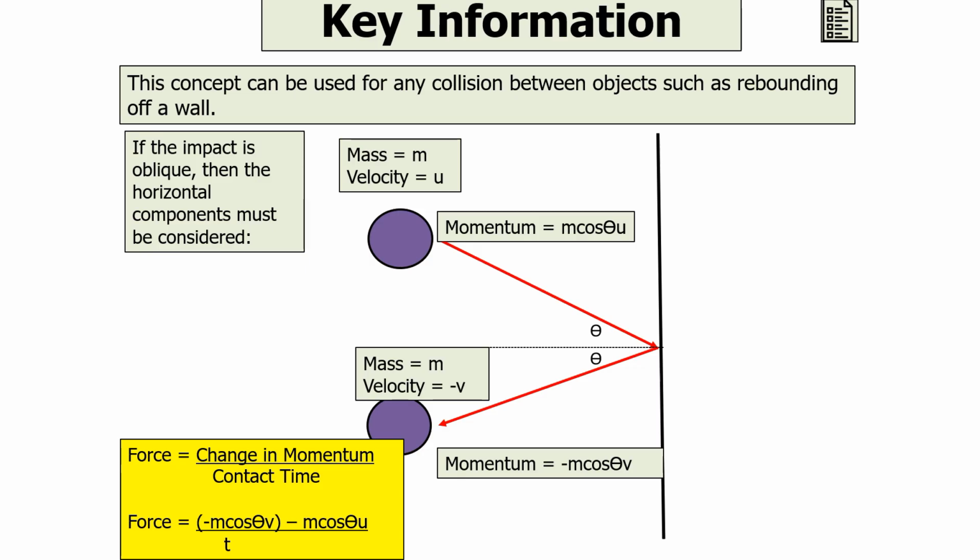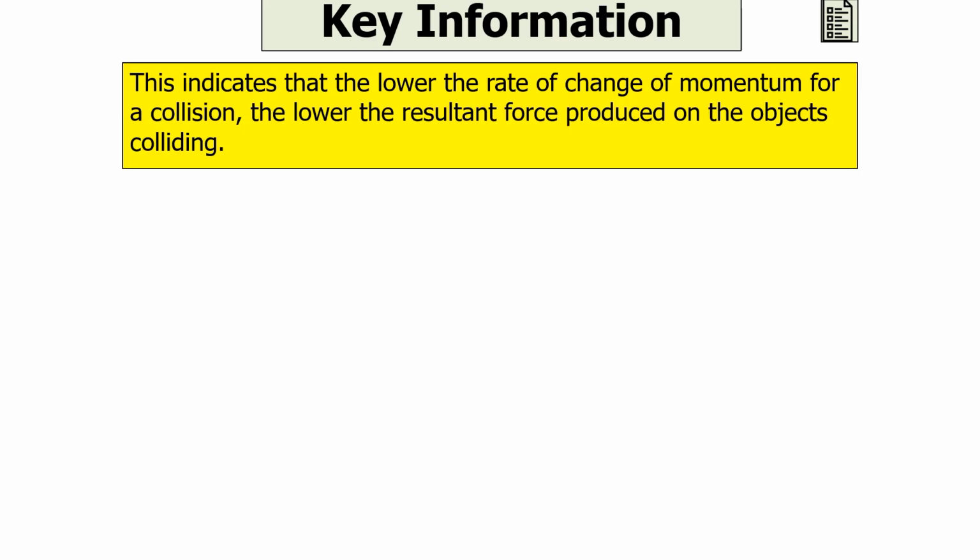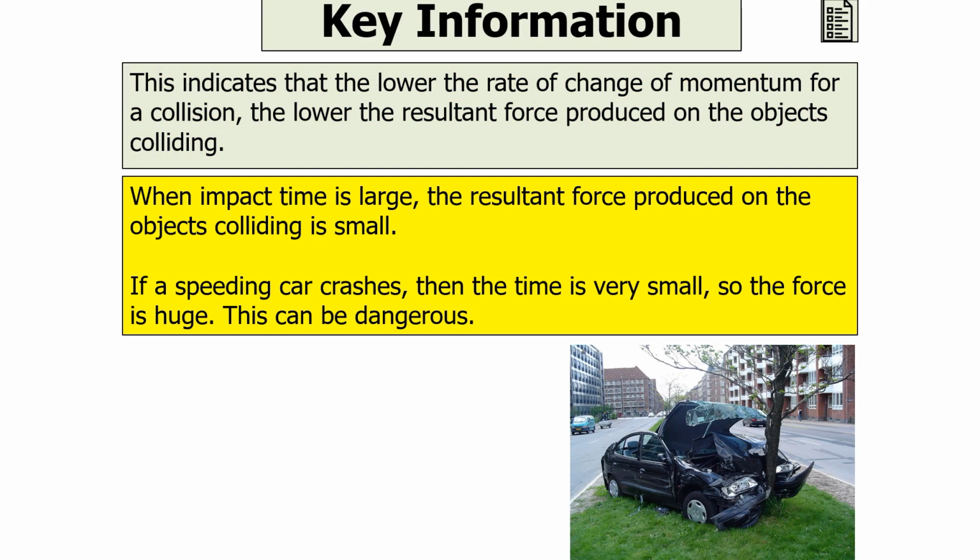And that allows us to work out the force acting on an object where the momentum is changed by rebounding. Now, this also indicates to us that the lower the rate of change of momentum for a collision, the lower the resultant force produced on the objects colliding. So when the impact time is large, the resultant force produced on an object colliding is small. So if a speeding car crashes, then the time of the collision is very small, so the force can be huge, so this can be very dangerous.